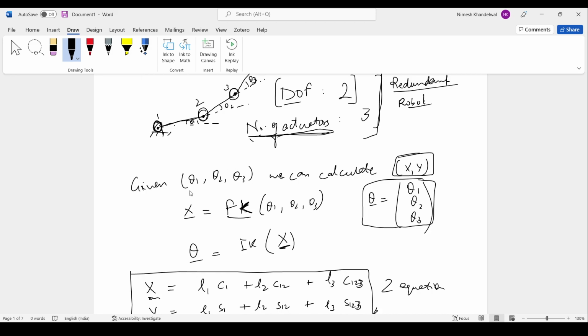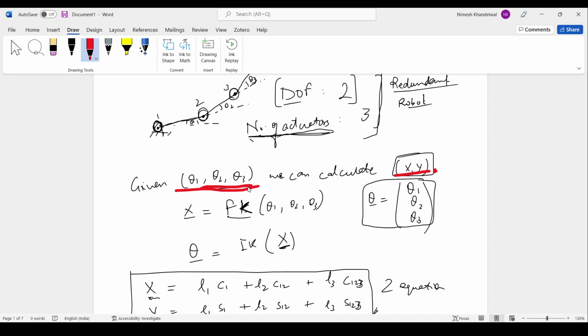As we discussed earlier, in forward kinematics, given the joint angles, x and y will always exist. Given theta 1, theta 2, and theta 3, we can always calculate x and y. If you give some joint angles, that will lead to some end effector position. It may or may not be unique: x and y will be unique, but you can get the same x and y for multiple sets of theta 1, theta 2, and theta 3, because we saw that there are two sets of theta 1 and theta 2 that lead to the same x and y.